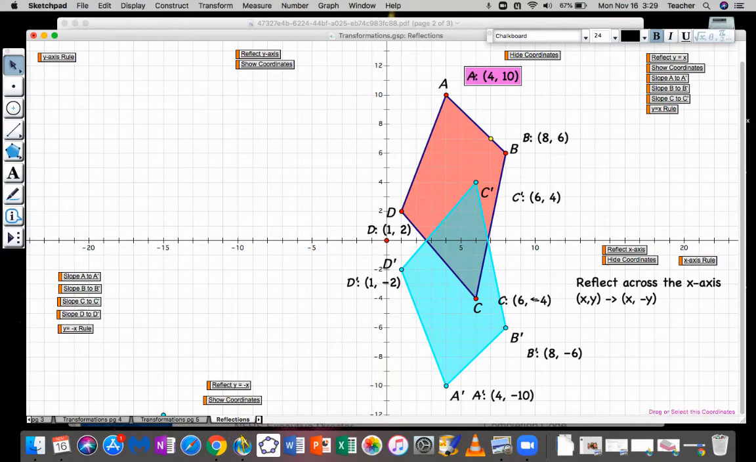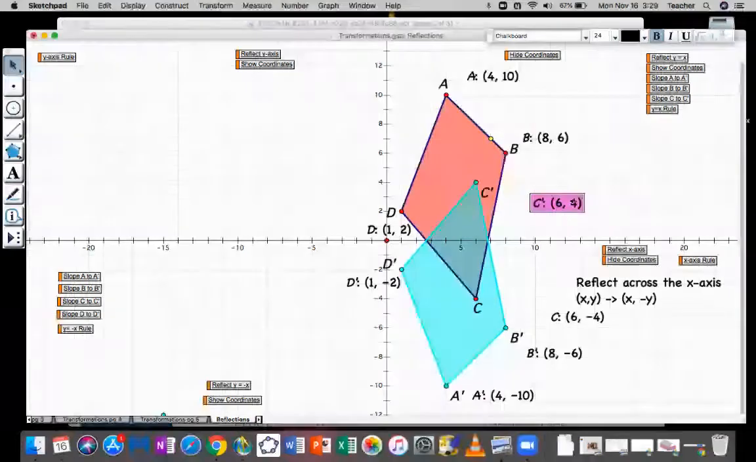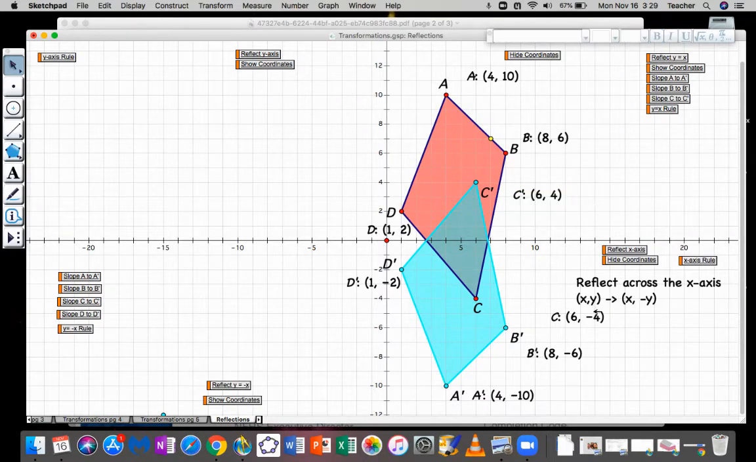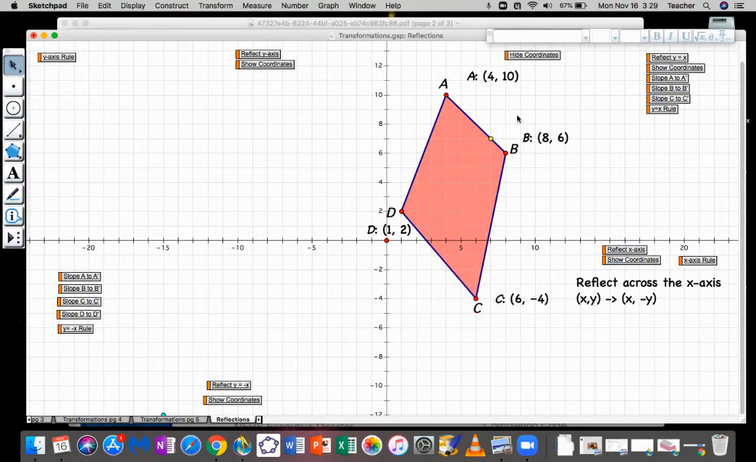Like, for example, C. C originally was this: x is 6, y is -4. Keep the x, change the y. Now that -4 turned into positive 4. So that's the rule for reflecting across the x-axis. That's on page 7 of your handout, and it's in Google Classroom. So that's what page 7 is telling you, the rule for reflecting across the x-axis.